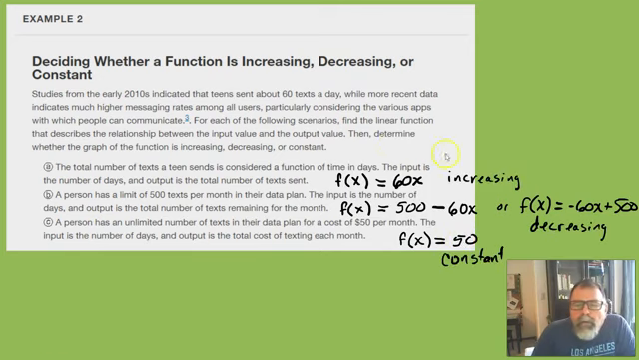Okay, I just wrote, it said determine whether the graph is increasing, decreasing, or constant. I did mention it, but thought I should write it. So again, this is a positive slope, so it's increasing. This is a negative slope, so it's decreasing. And this slope is 0. It's 0x, and it's constant.